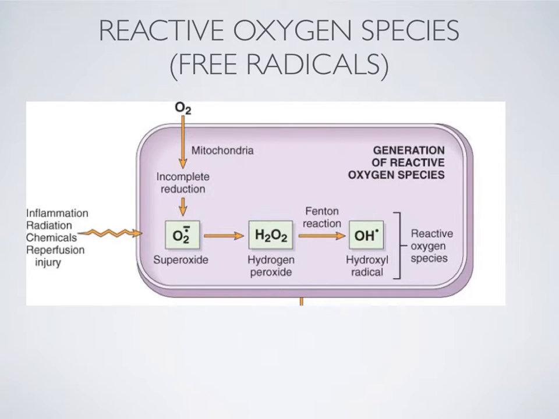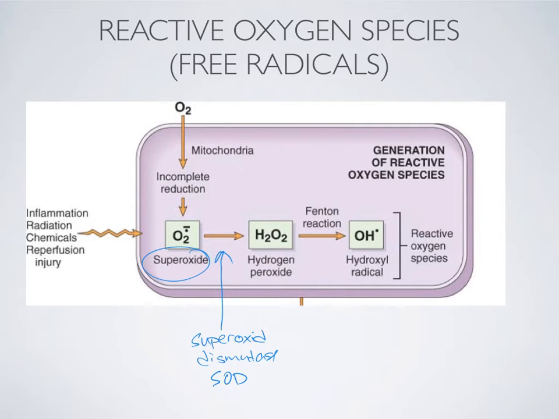So you get a lot of this generation of superoxide. But your body has a mechanism to take care of that. One of the enzymes that's really important is called superoxide dismutase, also known as SOD. What that does is it takes this superoxide and reduces it to hydrogen peroxide, which is still not a great molecule to have around, but it's a little bit safer than the superoxide.